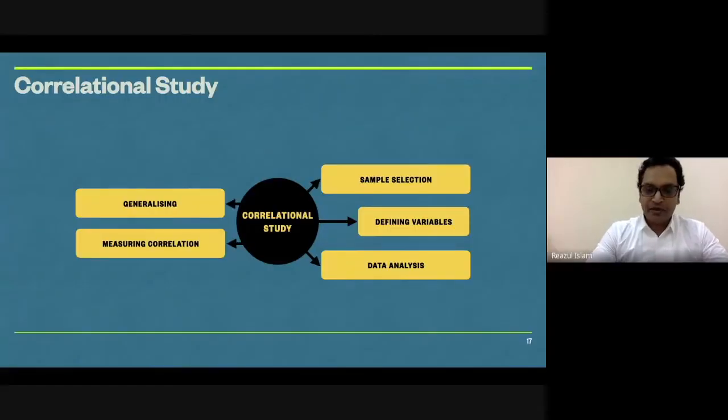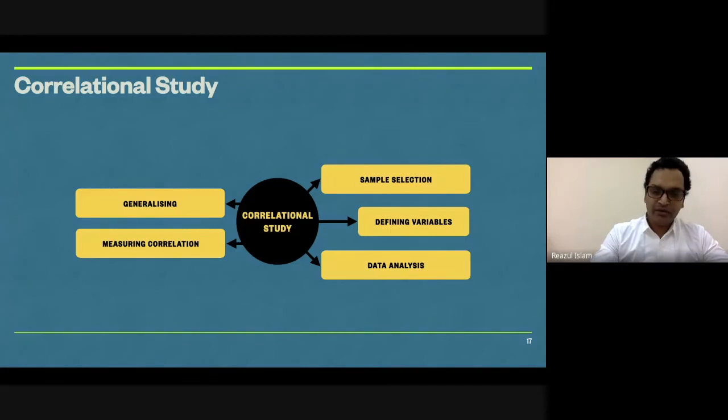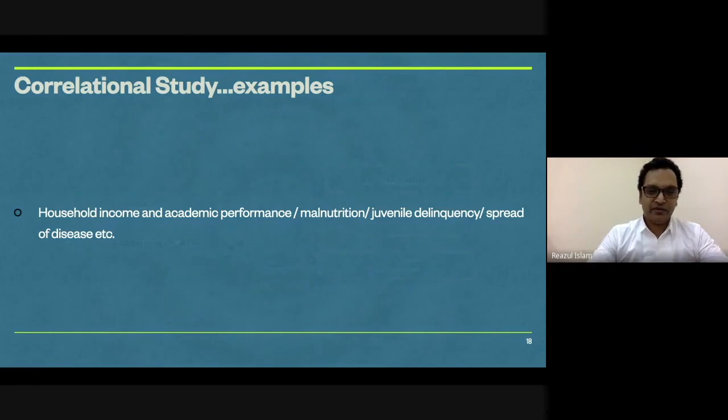So in a correlational study, the researcher wants to see the correlation between two variables in a natural setting. The researcher believes that naturally two things can be correlated. Hence, the researcher sets some kind of statistical analysis and determines the existence of correlation between or among the variables and generalizes the result. So this correlational study is very important and useful for poverty research as well. For instance, household income is correlated with the academic performance of students, their malnutrition, juvenile delinquency, and spread of disease.